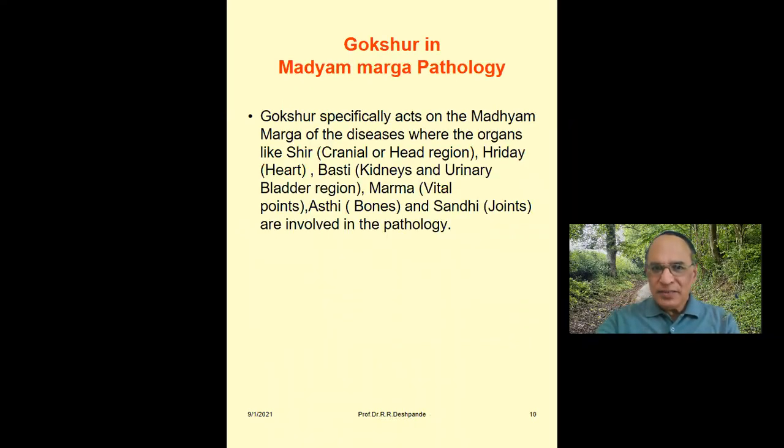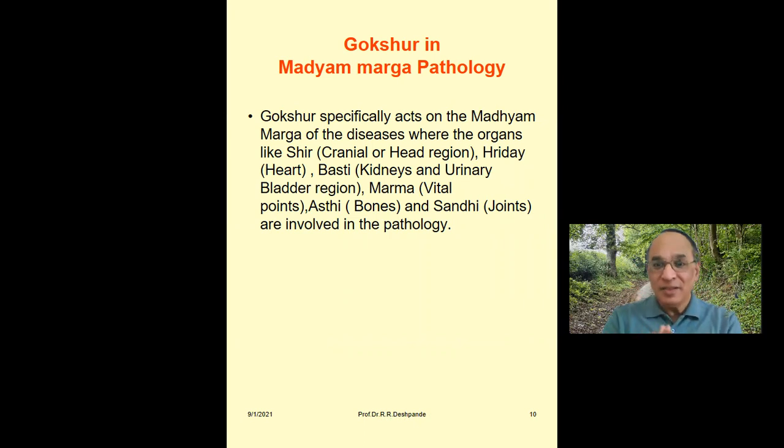Gokshur is very useful in Madhyama Marga pathology. Ayurveda has explained three different parts of the body which are important in different diseases. For example, Abhyantara Marga, which is basically related to the GI tract: Atisar, Chardi, loose motions and vomiting.